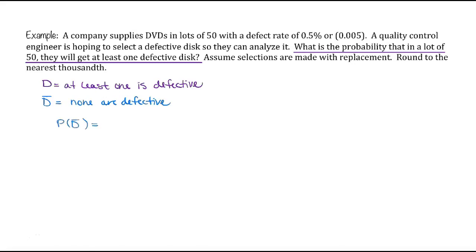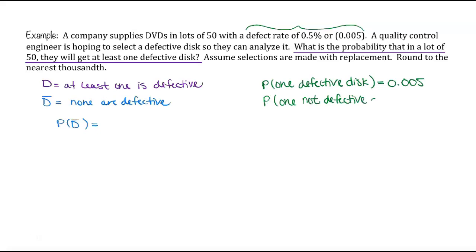The probability of this complement can be found by using the defect rate of 0.5%, or 0.005. If the probability of pulling one defective disc is equal to 0.005, that means that the probability of pulling one not defective disc is 0.995, or 99.5%. We want to know the probability of pulling 50 discs that are not defective. Well, the probability of pulling one disc that's not defective is 0.995.